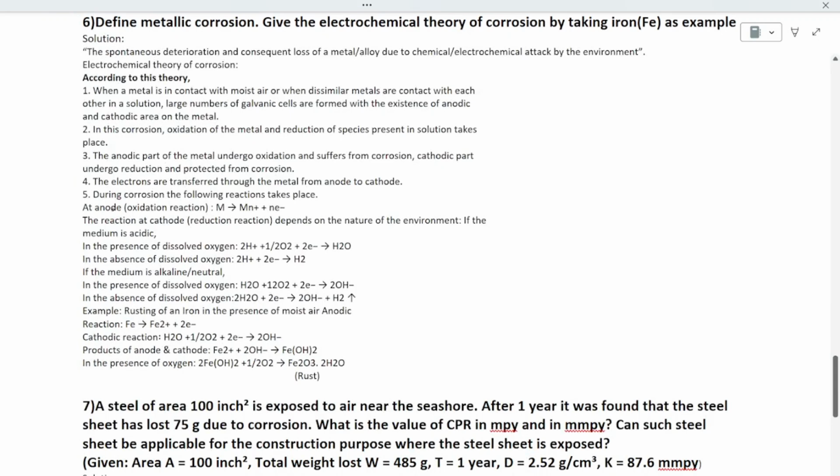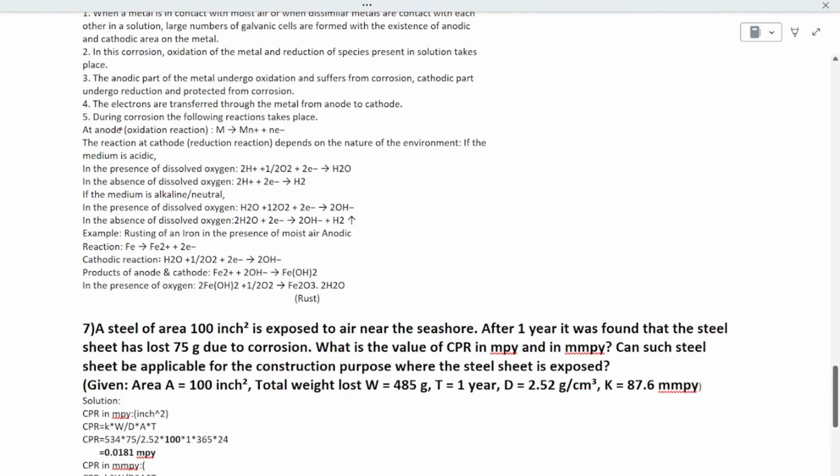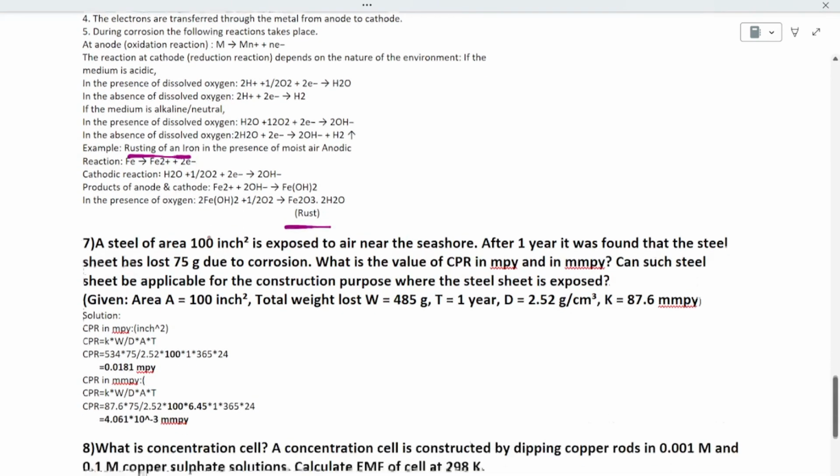Now the sixth question is, what is metallic corrosion. By taking the electrochemical theory of corrosion, explain with iron as example. According to the theory, we have to mention the steps and what is happening at cathode and at anode, and we have to take rusting of iron, and the rust will be the product here.